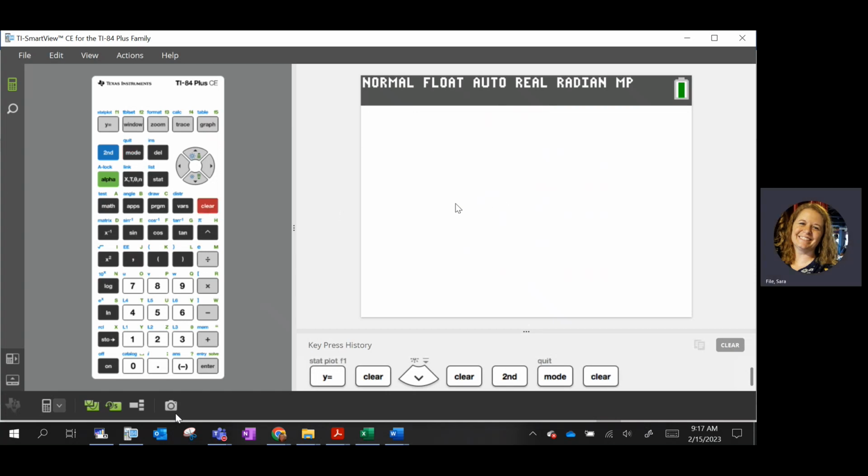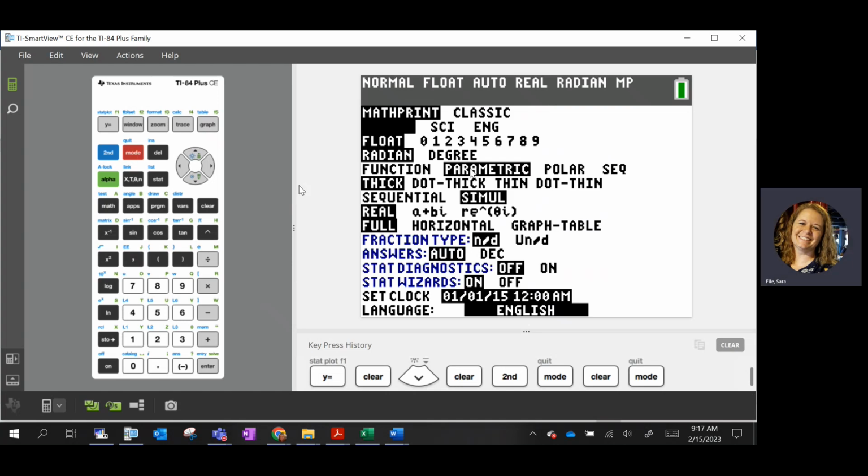All right. The first thing we're going to check is the mode button, next to second. We go to mode and make sure that on the fourth line down, we're in parametric mode. You're going to scroll down and over and hit enter if parametric is not highlighted, if your calculator's still in function or if it was left in polar. So you're going to select parametric mode.